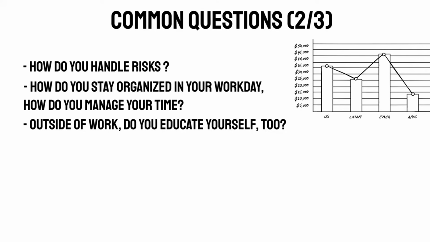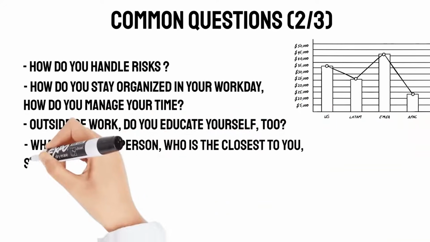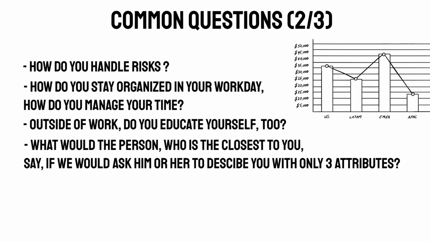Then the next question is quite personal. What would the person who was the closest to you say if you would ask him or her to describe you with only 3 attributes? With this question, they really want to know how other people, especially people who are close to you, describe you and see you. I got asked this question seriously 6 or 7 times, and then I asked the person I was naming which 3 attributes they would say. And also what I thought is they would say that I'm an ambitious person, that I'm responsible, and that I'm warm-hearted. These are the 3 attributes this person, who is closest to me, would describe me with.